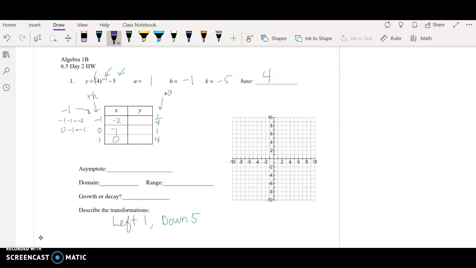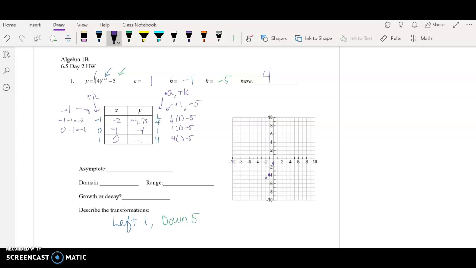Your y values, you're going to multiply by a, and then you're going to add k. So for this one, what we're going to do is multiply by 1 and then subtract 5. So 1/4 times 1 minus 5 is going to end up being -4.75. 1 times 1 minus 5 is -4. And 4 times 1 minus 5 is -1. So we're going to graph each of those points.